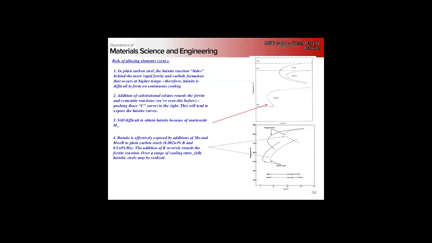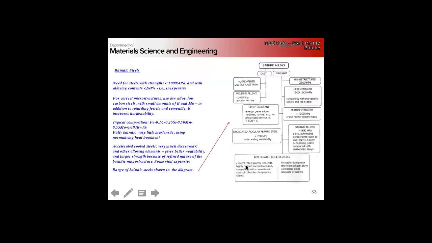So this is, right, percent is 100, hundredths, thousandths, ten thousandths, hundred thousandths, so 20 parts per million. With boron and less than 1 weight percent molybdenum, we can get fully Bainitic steels. Okay.